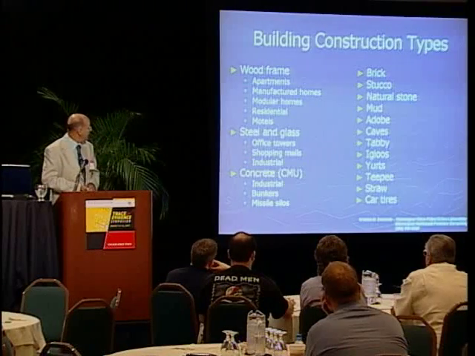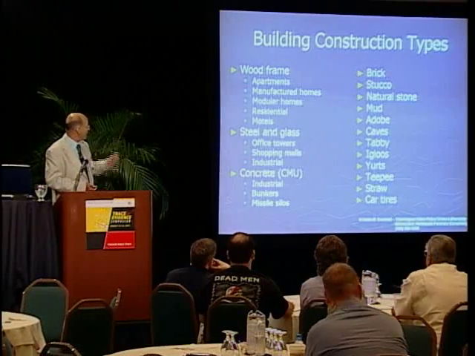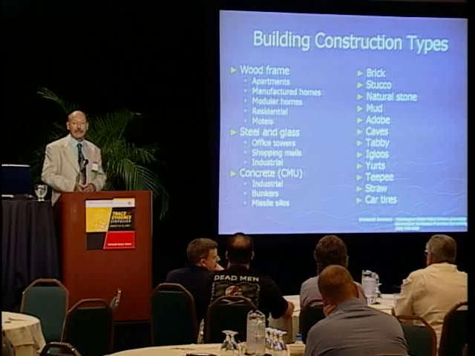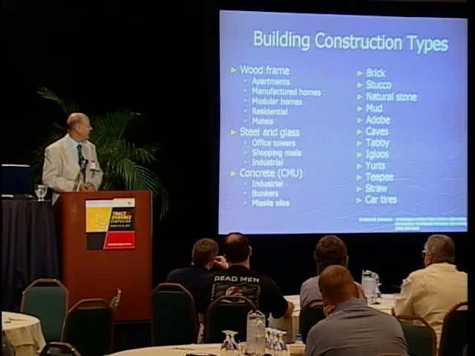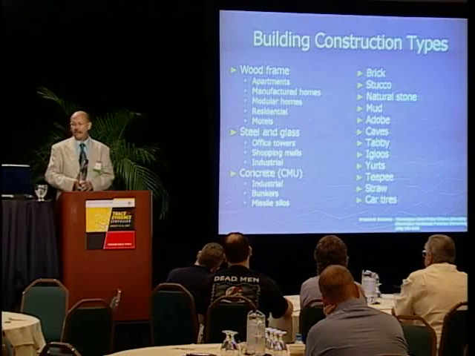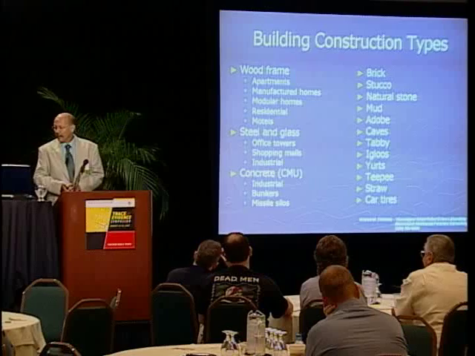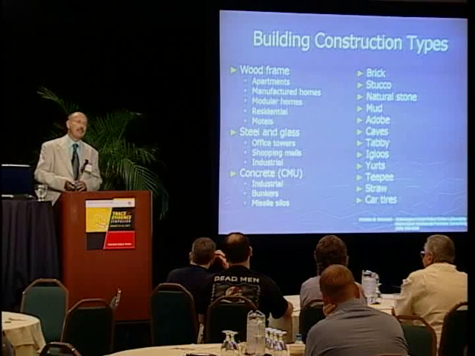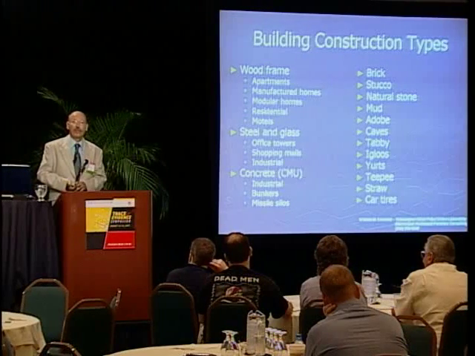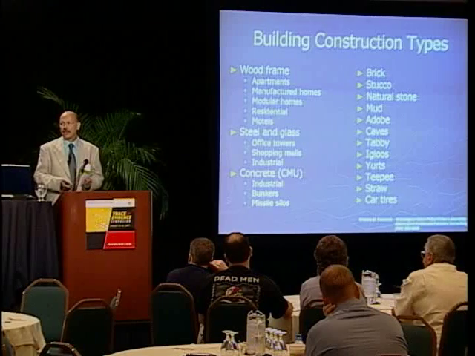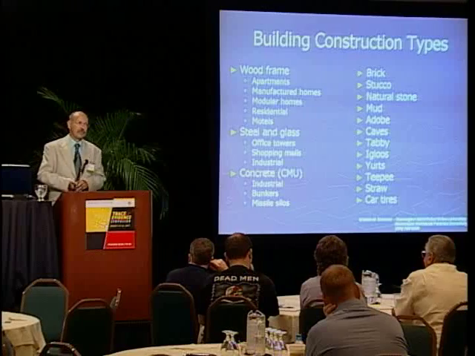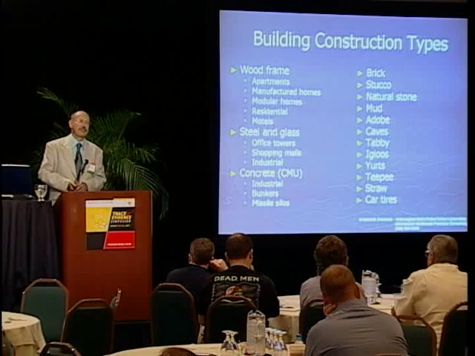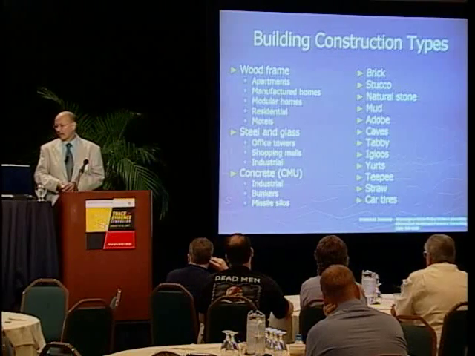I include missile silos because I actually had a crime scene in a missile silo one time. And also, amongst all of those types of structures, you have an assortment of other things, some less common and more common than others, including brick, stucco, natural stone, mud, adobe, caves. Tabby construction, I threw that in because in the Southeast, in the colonial times, they would grind up seashells and lime and produce kind of a cement. You can still see that along the Georgia coast on some of the barrier islands.